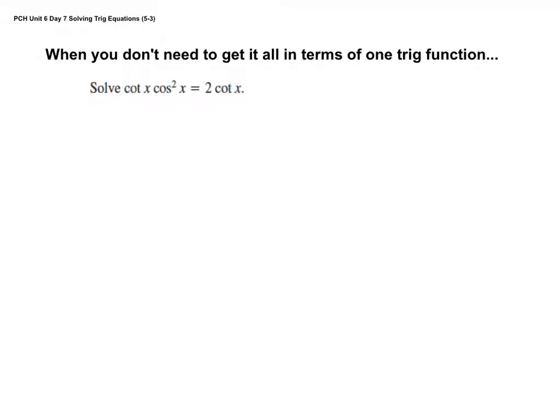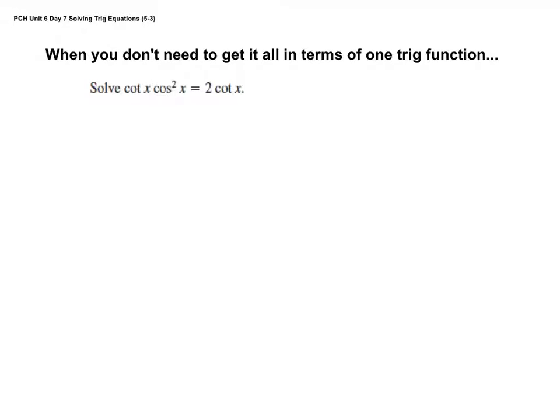So in this case, what do you think? I was going to say convert cotangent into cosine over sine. That is possible, okay? The thing with that is we're still going to have some sines. The only way to get rid of them would be to multiply by sine, and then you're kind of doing the same stuff.